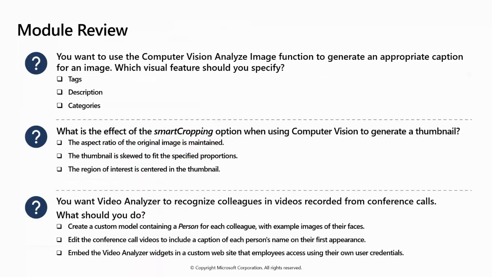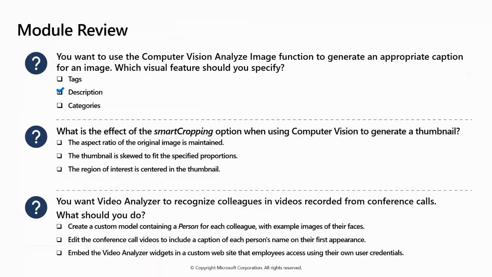Okay, let's take a look real quick at the module review. The first one: you want to use the computer vision analyze image function to generate an appropriate caption for an image. Which visual feature should you specify? I don't know if you can see the stream right now, so I will answer for you, guys. In this case, the answer will be description.